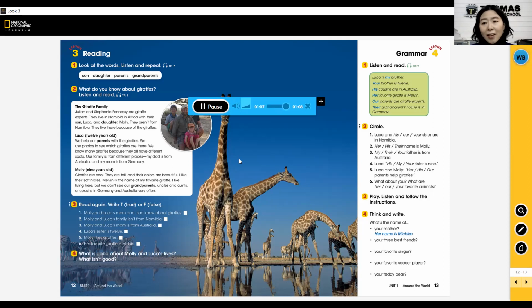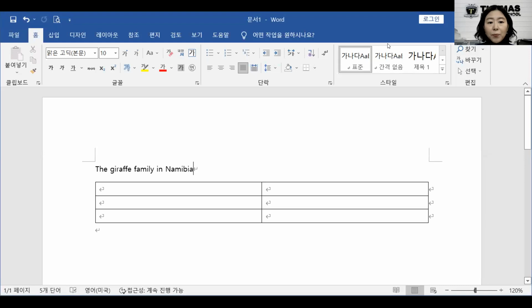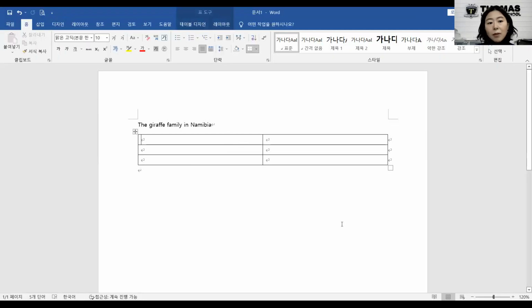See, in this way, we can practice shadowing. Shadowing means that with the audio clip, we can follow the sound without looking at the script, right? In this way, you can improve a lot. Okay, then next. Depending on the information from the passage, we will make a mind map today. Okay, the mind map: the giraffe family in Namibia.